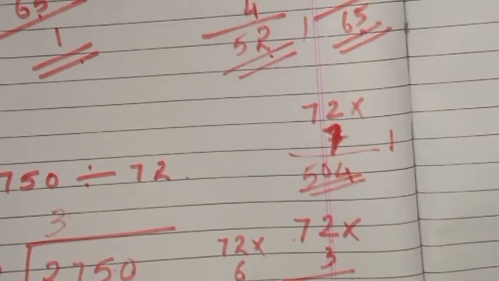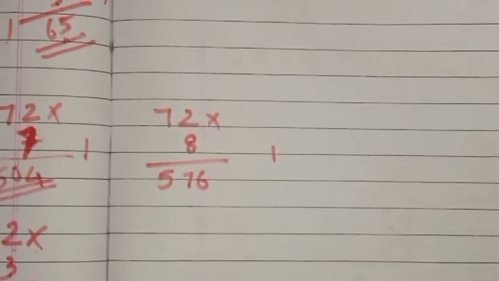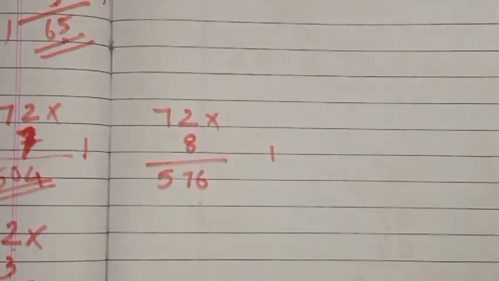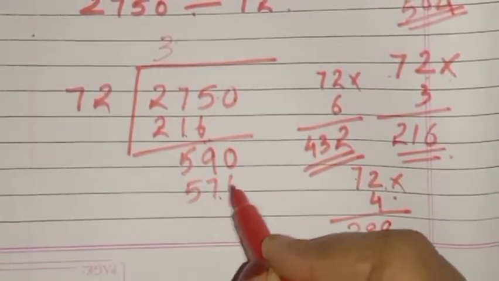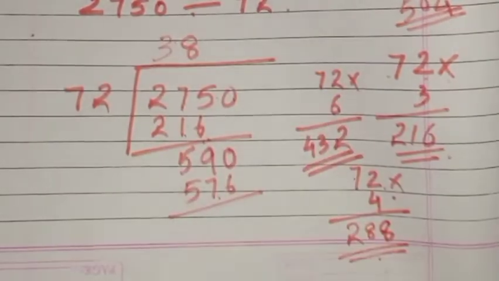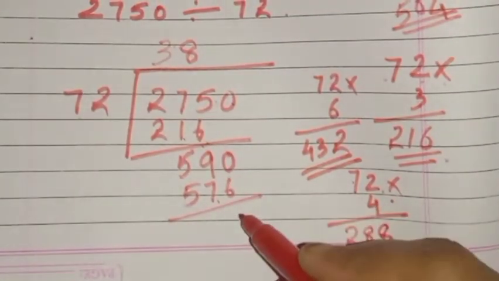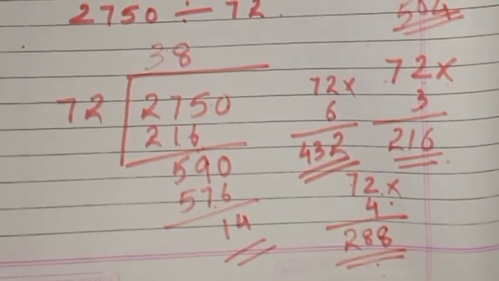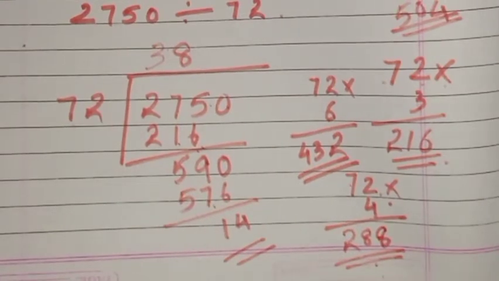Then we check 72 into 8, which is 576. 590 is bigger than 576, and 7 gives only 504, so we take 576, which is 72 into 8. Then you subtract. 10 minus 6 is 4, 8 minus 7 is 1. So here the remainder is 14 and the quotient is 38.